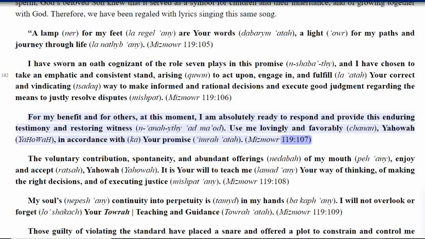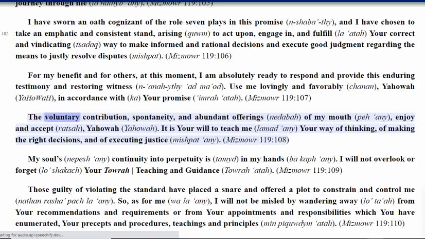Mizmowr 119-107. The voluntary contribution, spontaneity, and abundant offerings, Nidabar, of my mouth, pay any, enjoy and accept, Ratsa, Yahowah, Yahowah. It is your will to teach me, Lamed Eni, your way of thinking, of making the right decisions, and of executing justice, Mishpat Eni.